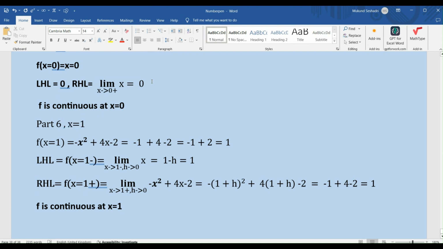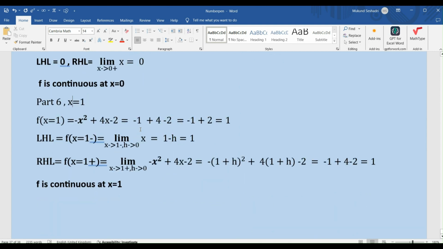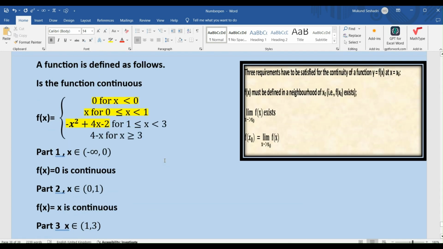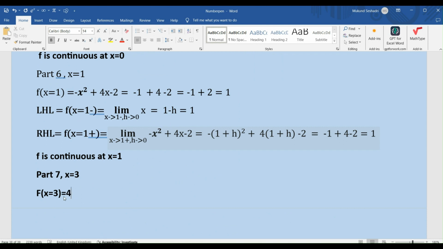And we have one last point to examine, which is the point 3. So let's do that in a very similar fashion. That is going to be my part 7, where x equals 3. What is the function f of x definition when x equals 3? It is this, 4 minus x. So 4 minus x, which is 4 minus 3, is equal to 1, right?